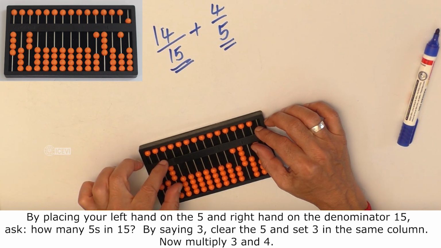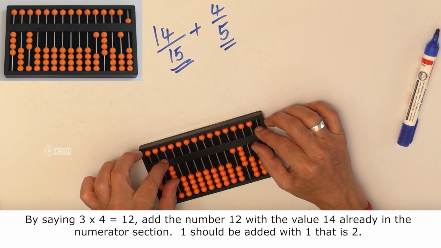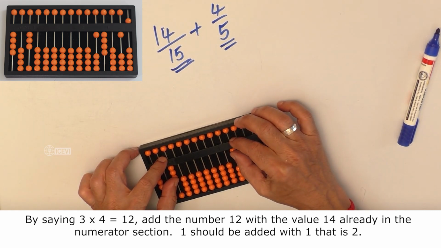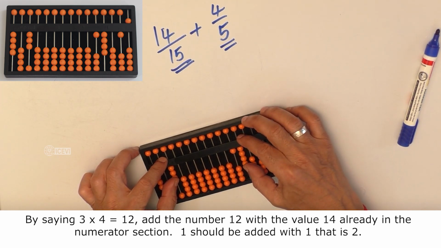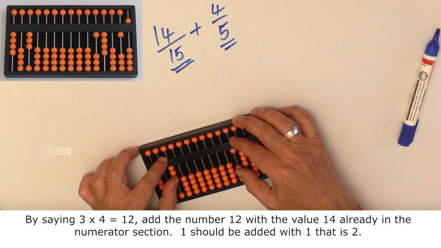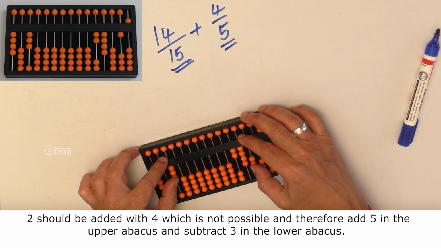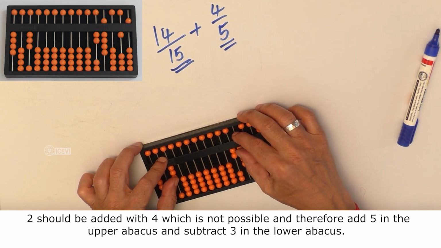Now multiply 3 and 4. By saying 3 multiplied by 4 equals 12, add the number 12 with the value 14 already in the numerator section. 1 should be added with 1, that is 2. 2 should be added with 4, which is not possible, and therefore add 5 in the upper abacus and clear 3 in the lower abacus.